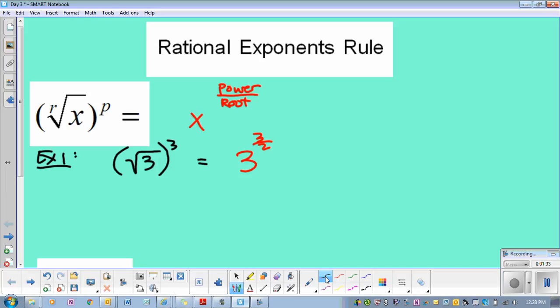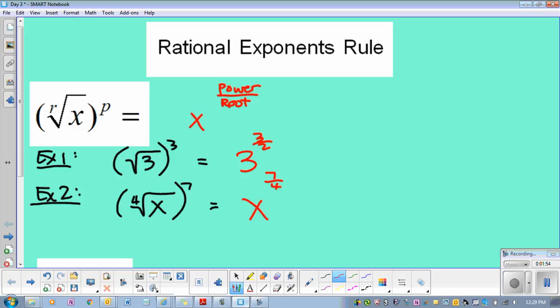So then example 2. The fourth root of x to the 7th power. How would you rewrite this? x to the 7 divided by 4. Yeah, x to the 7 over 4 power. All right.